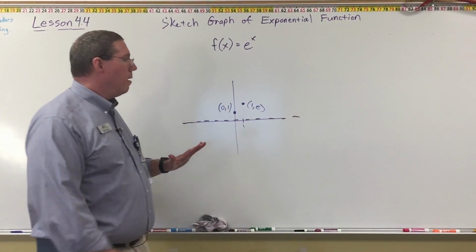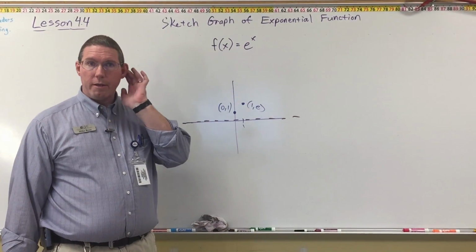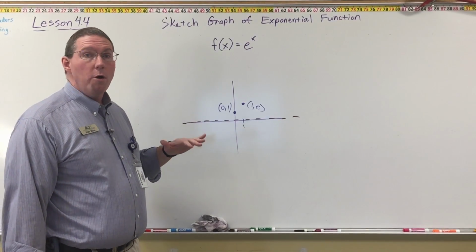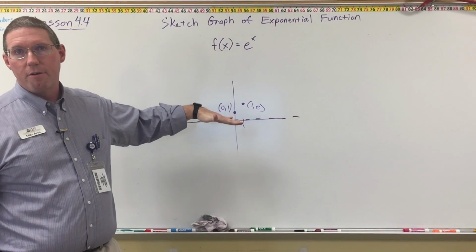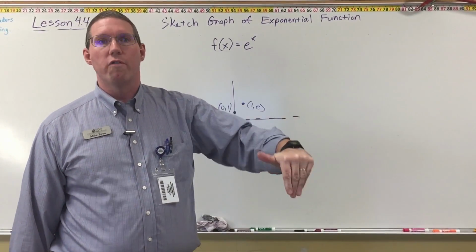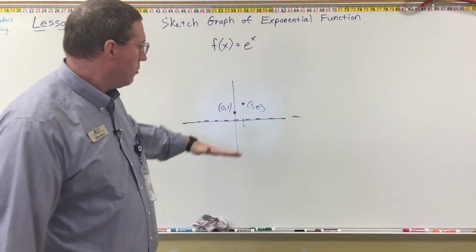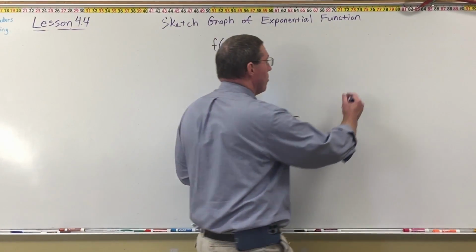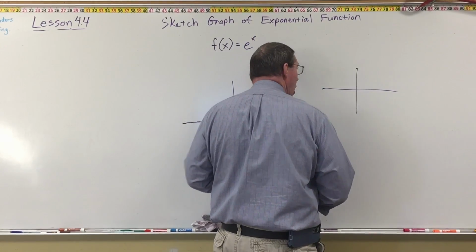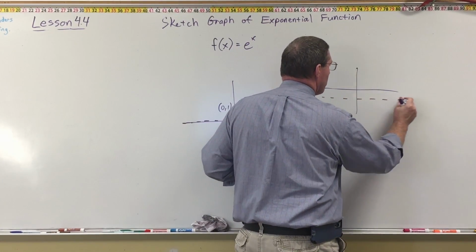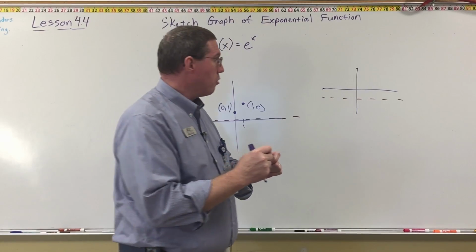Now, oh, by the way, is there an x-intercept? No, there's not, because look, in order for there to be an x-intercept, our curve has to cross over the x-axis. Let me show you some examples of it crossing. Look, let's say that our asymptote was down below the x-axis. Let's say this was our asymptote, and this was our curve.